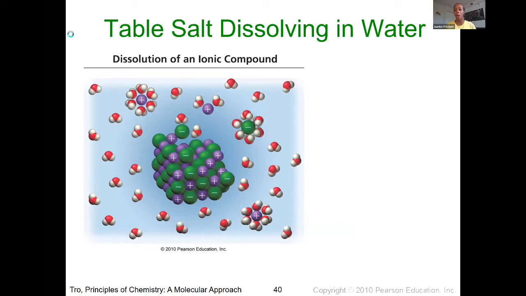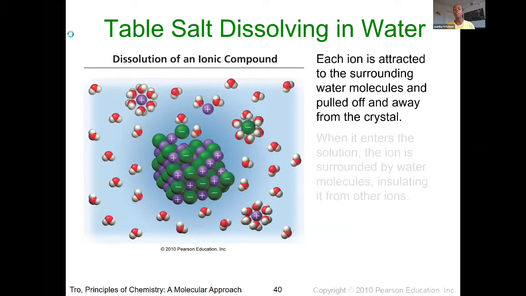So if we look at table salt, remember table salt, or sodium chloride, is considered to be an ionic compound. Remember, ionic compounds have these positive cations and negative anions that are found in this crystal lattice structure. So as it's interacting with the solvent, the water, these cations start to dissociate, or pull apart from one another, from the anions, and you end up with these freely charged particles floating around in solution.